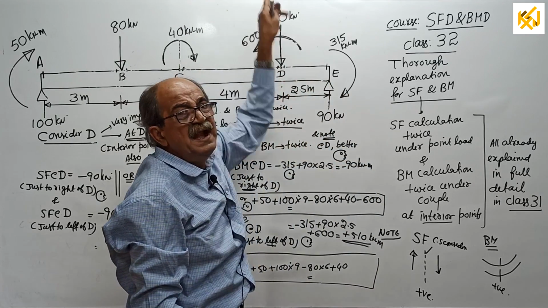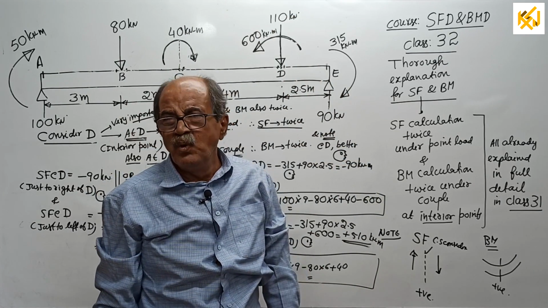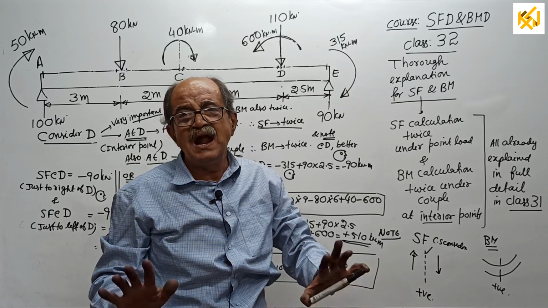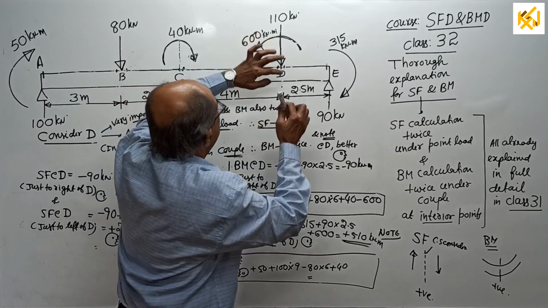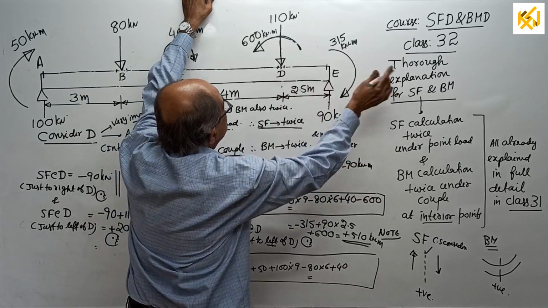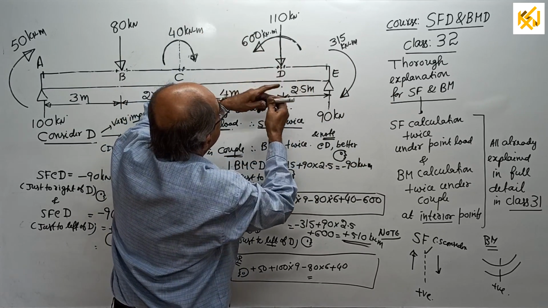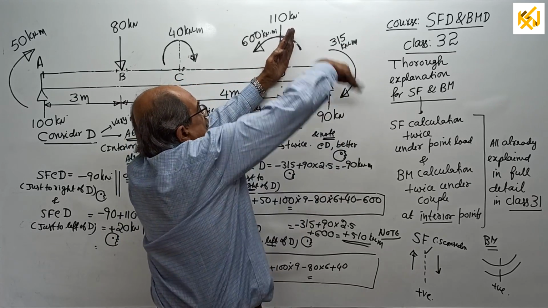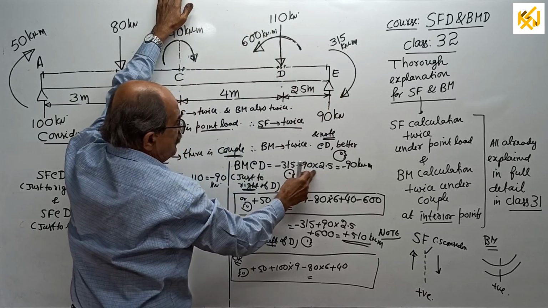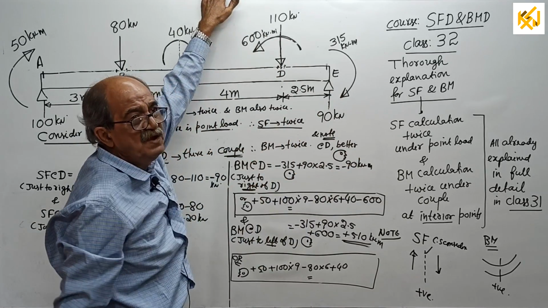This will again and again come later. I will explain more thoroughly. Today you just understand to the maximum possible. Start now. BM at D, we decided to look right side, just to right of D. See, minus 315 plus 90 into 2.5. Answer is minus 90. I got.